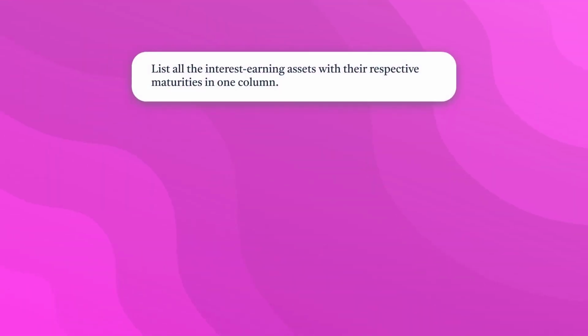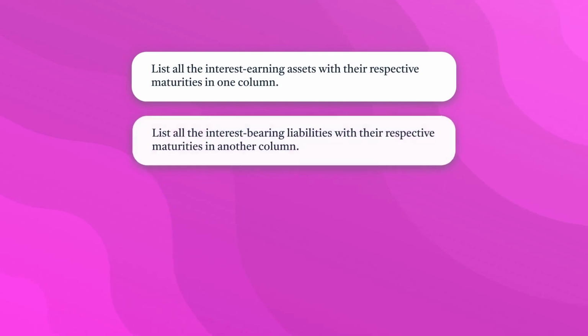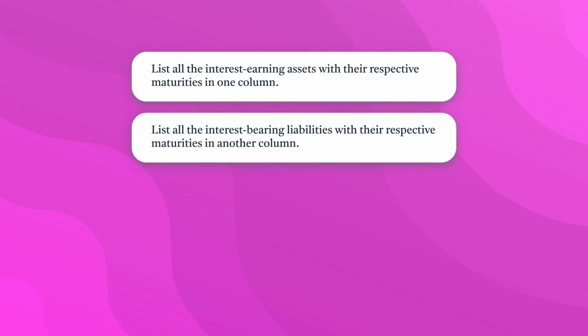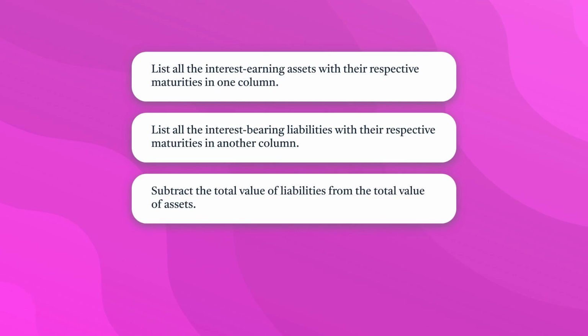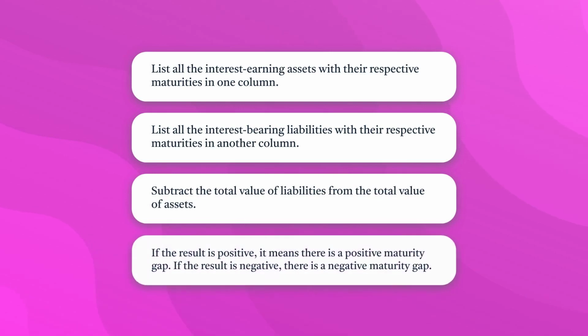List all the interest-earning assets with their respective maturities in one column. List all the interest-bearing liabilities with their respective maturities in another column. Subtract the total value of liabilities from the total value of assets. If the result is positive, it means there is a positive maturity gap. If the result is negative, there is a negative maturity gap.